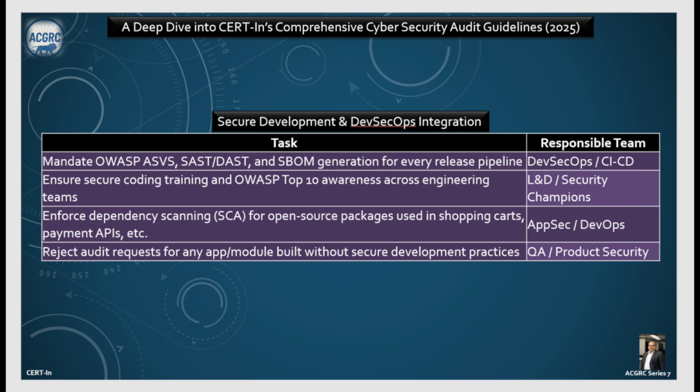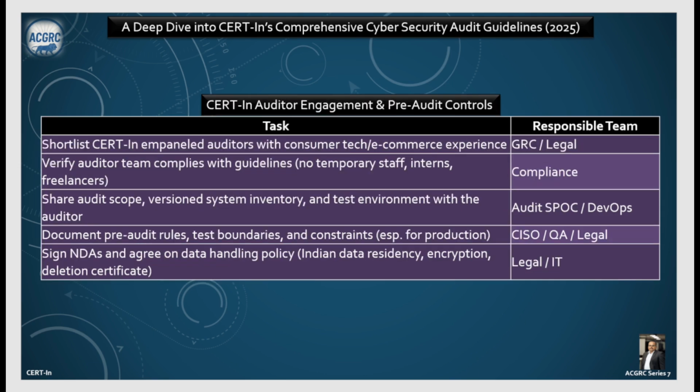Part 4 is to reject audit requests for any app module built without secure development practices, primarily driven by your QA and the product security team. The next phase is engagement with the auditors and pre-audit controls. Step 1 is to shortlist the CERT-In empaneled auditor with consumer tech or e-commerce experience. You should drive this through your GRC and your legal team.